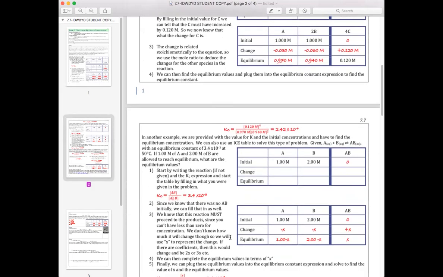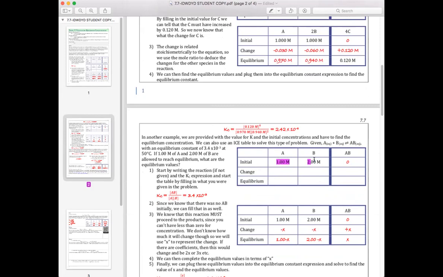Now, as you begin to fill it out, there's a lot of information we don't know, so those get left as variables. In this one, they give you initial concentrations here. I don't think they say anything about this, so you just have a zero. Now we have minus x and minus x.